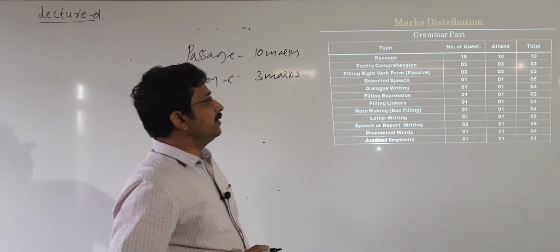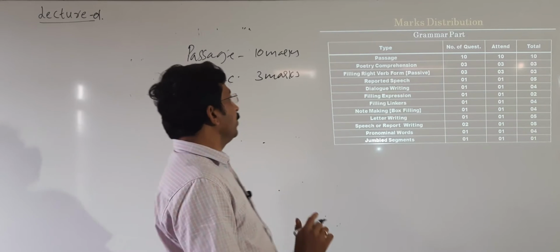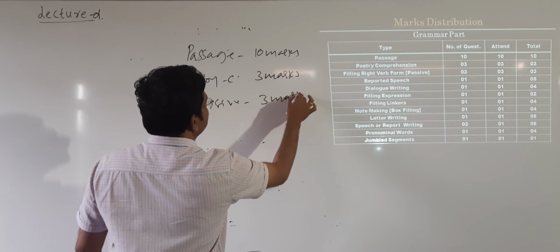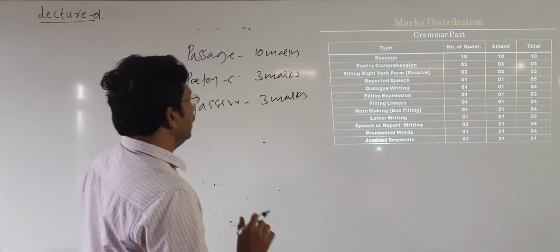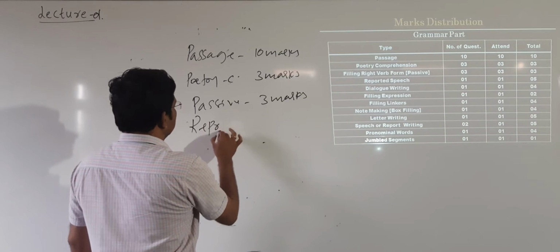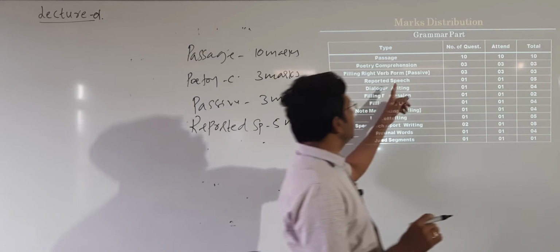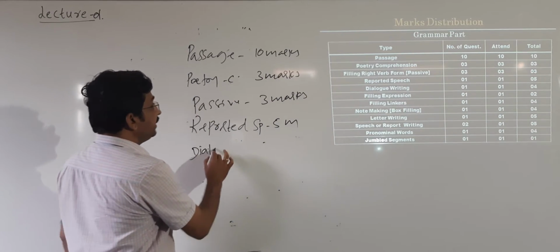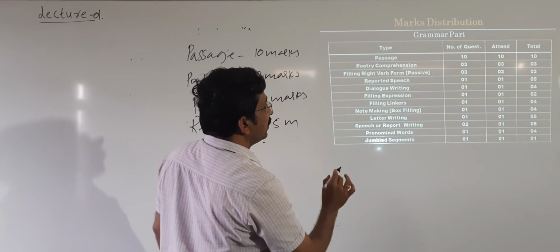Filling the right form of verbs, or we may call it passive forms, is for 3 marks. And next it is reported speech, or we may call it direct, indirect, reported speech. It is for 5 marks. And then dialogue writing, here it is for 4 marks.